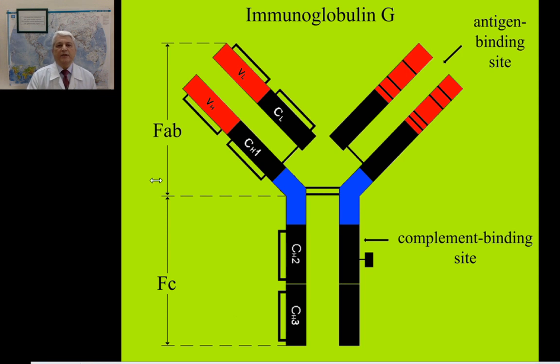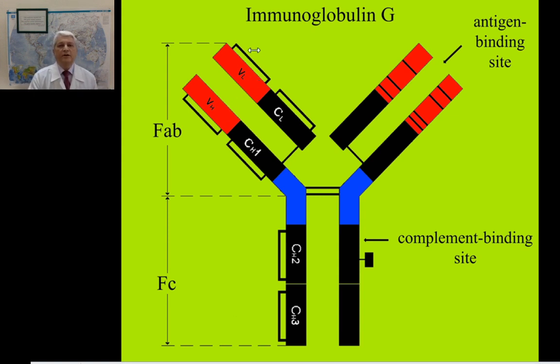But some domains are very different in different molecules of immunoglobulins, and as a result we call them variable domains. There is one variable domain in heavy chain and one variable domain in light chain. Now we can explain what does it mean VH. VH is variable domain of heavy chain, and VL is variable domain of light chain.